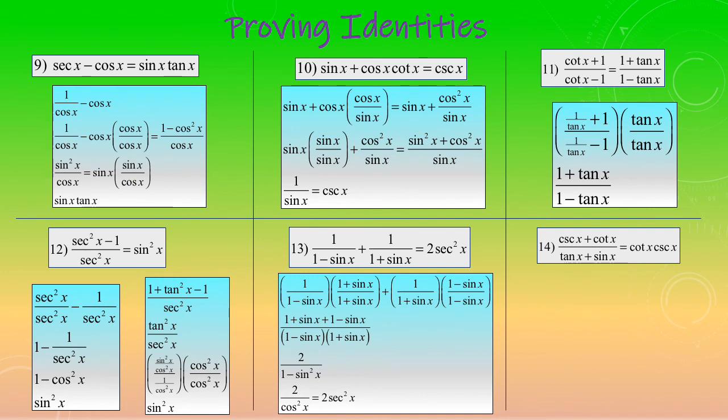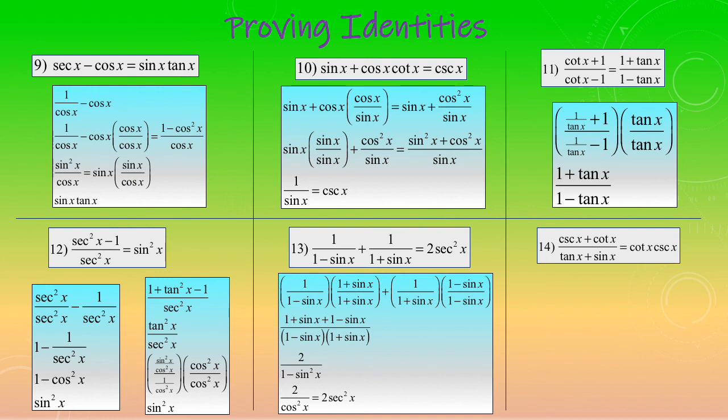Number 13 reads 1 over 1 minus sine of x plus 1 over 1 plus sine of x is equal to 2 secant squared of x. This problem is an example of a situation where you follow general guidelines, not seeing where it's going to lead. And sometimes the answer just evolves.